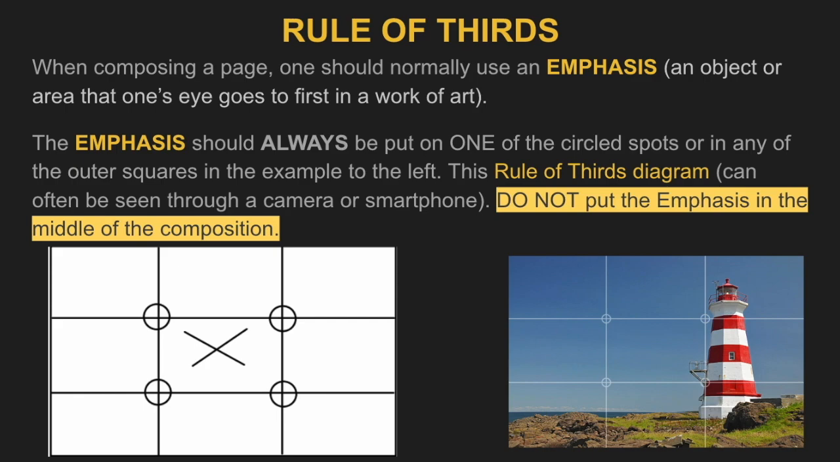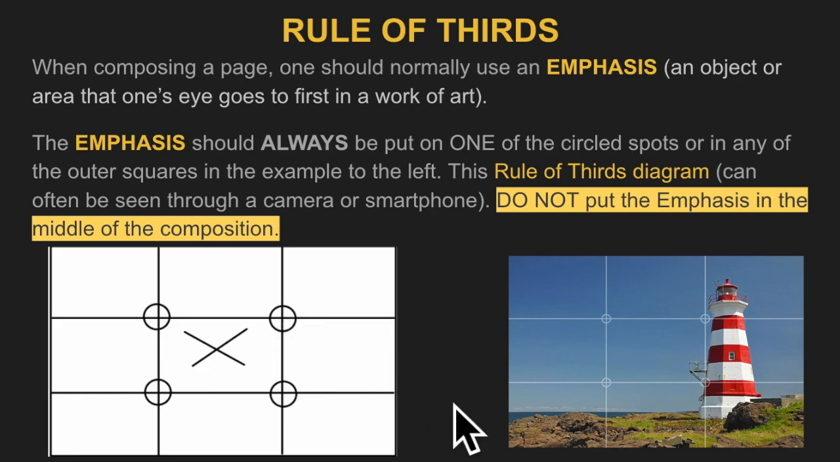When you're trying to draw a composition, you're normally going to place the emphasis, or the object that your eye goes to first in a piece of artwork, somewhere on the page. Trained artists know that you do not put the emphasis in the middle of the page. You technically want to put the emphasis on one of the intersections of the tic-tac-toe board you can see on the left. So it would be one of these intersections where the emphasis normally would go.